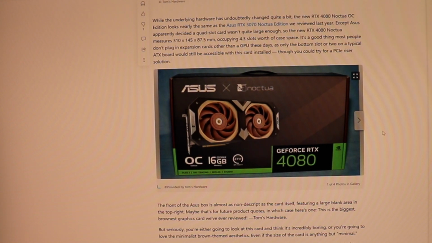Just because you added Noctua fans. Again, it should run quieter. But you're listening to the Founders Edition currently right now, and you don't hear nothing. Can't justify it. Can't see it.